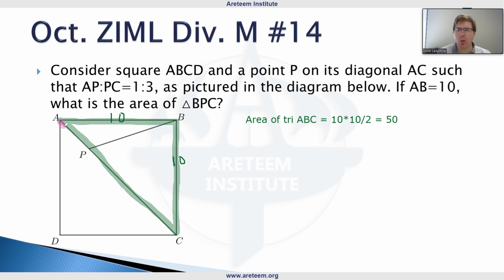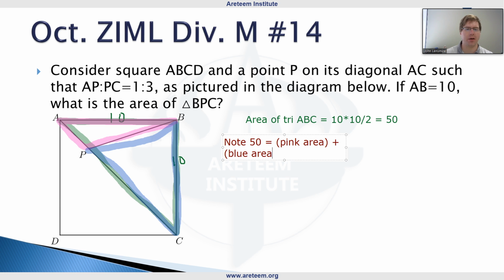Now, what do we know about the pink triangle I'm going to draw here, and let me draw the other in blue. These two triangles put together, we don't know anything about them separately. But put together, we have that 50 equals the pink area plus the blue area. These two things add up to 50 combined in this case. Now, here is the very important fact.